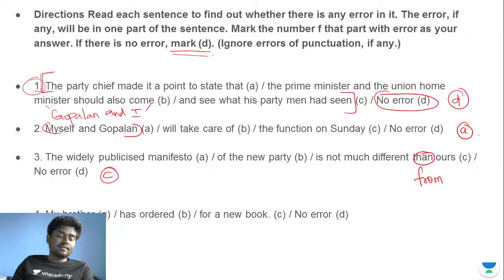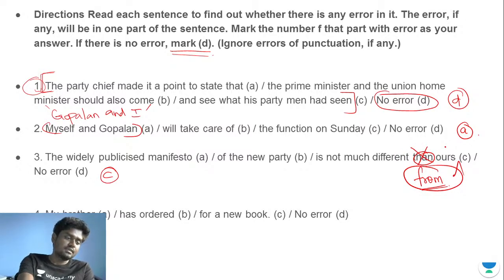Yeah, a thing is different from another. So it is different from another, and not different than another. The word than is inappropriately placed, so the exact replacement for the word than should be from. So it should be: the widely publicized manifesto of the new party is not much different from others. That should be the exact right way. Very good, guys.